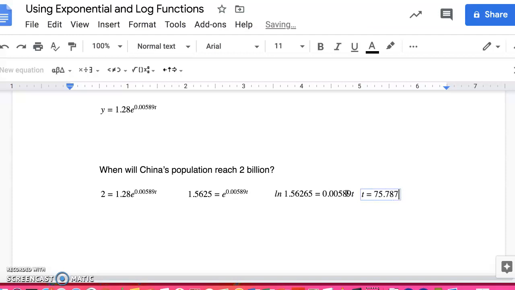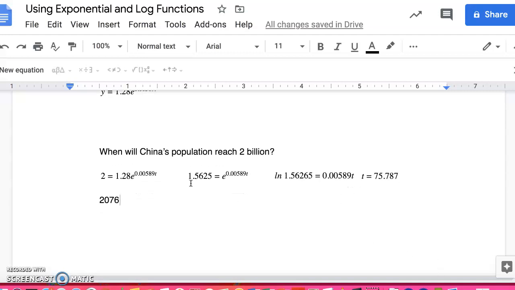75.787, something like that. And so it says, when will China's population reach 2 billion? Well, it happens in 75 years after we started counting, almost 76 years after we started counting. We started counting in the year 2000, so it should happen if growth stays the same in the year 2076.